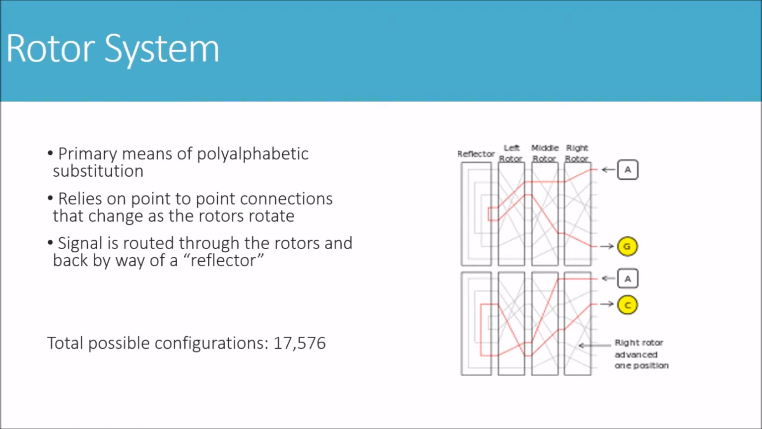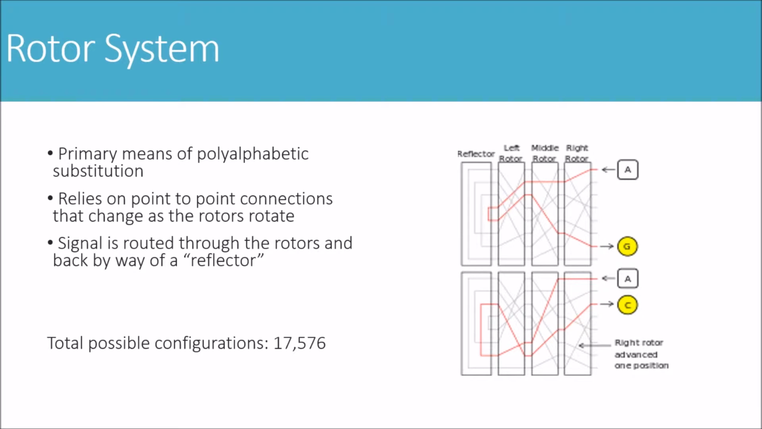Now, every time that you would press a key, the very rightmost rotor would advance one position, which would completely change the path that the signal would take, and hence would completely change the letter that would light up on the other side, as you can see here.